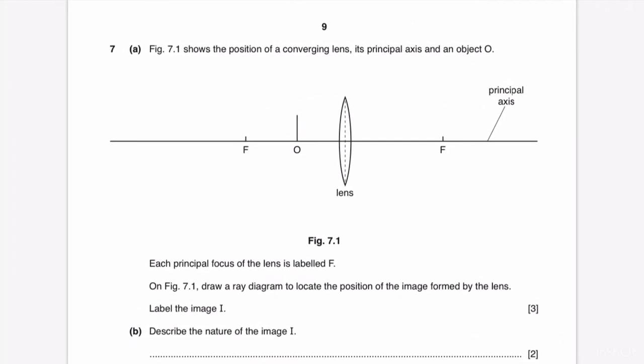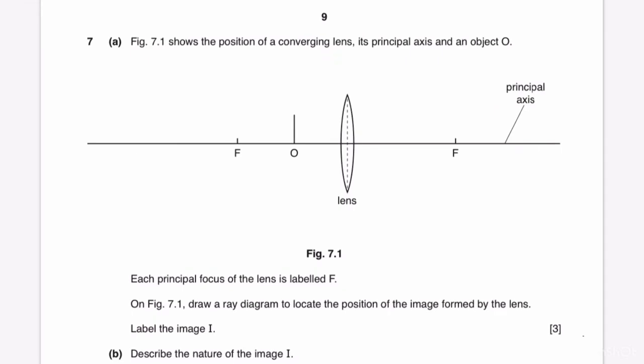Question number 7. Okay, 7.1, figure 7.1 shows the position of a converging lens, its principal axis, and an object O. Each principal focus of the lens is labeled F. On figure 7.1, draw a ray diagram to locate the position of the image formed by the lens. Label the image I. अच्छा ठीक है, तो पहले तो हम draw करेंगे कि जो हमारी rays हैं वो object के थ्रू फिर लेंस में जा रही हैं.